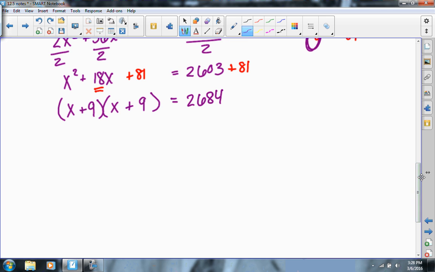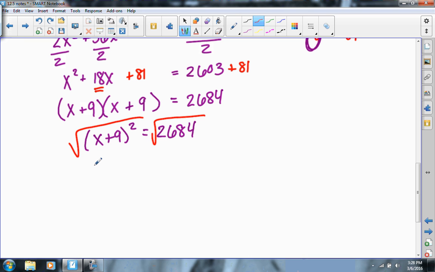So now, since the stuff in my parentheses matches, I'll write it as x plus 9 squared equals 2,684. And then I'm going to take the square root of both sides. So now my x plus 9 pops out because the square root and the squared cancel.